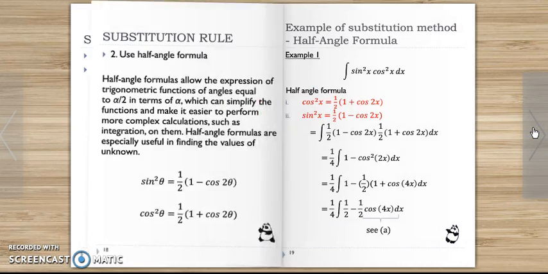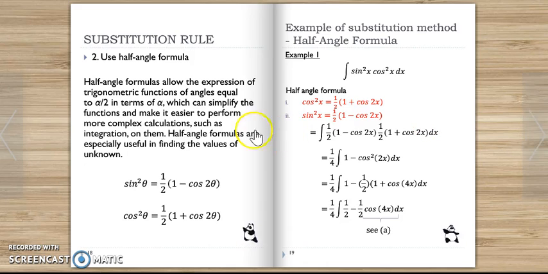Okay, then next, use the half angle formula. This is also very important. Sine squared theta equals 1 over 2 bracket 1 minus cos 2 theta. Then the second one, cos squared theta equals 1 over 2 bracket 1 plus cos 2 theta.